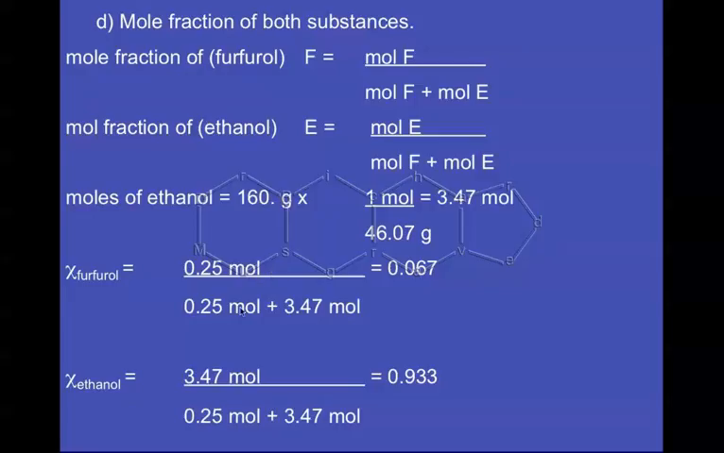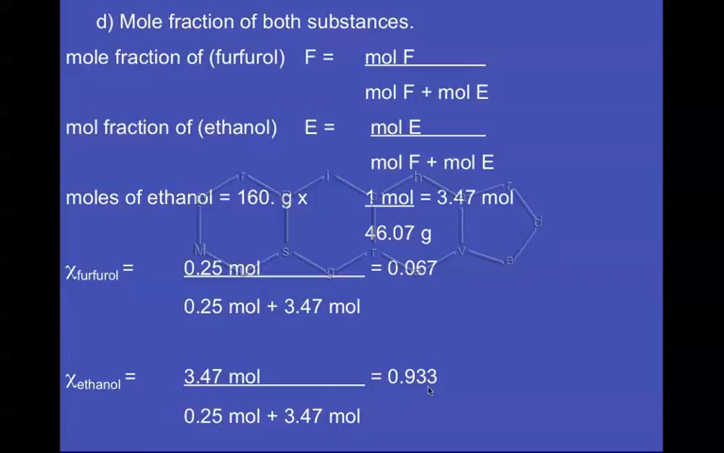0.25 moles for the furfural over 0.25 moles plus 3.47, so that's the furfural and the ethanol. And that comes out to a value of 0.067, 2 significant figures. The mole fraction of ethanol, 3.47 moles over 0.25 plus 3.47, is going to come out to 0.933.